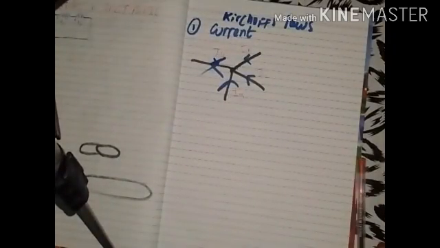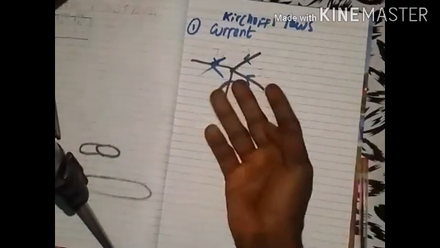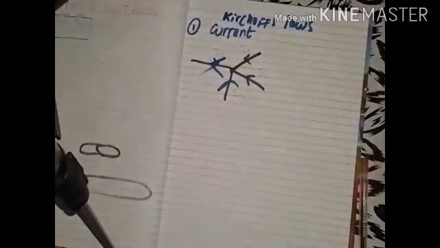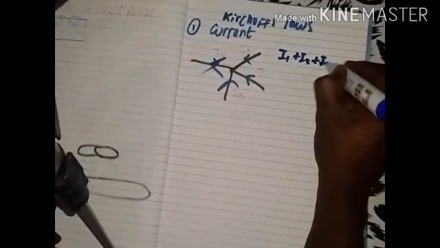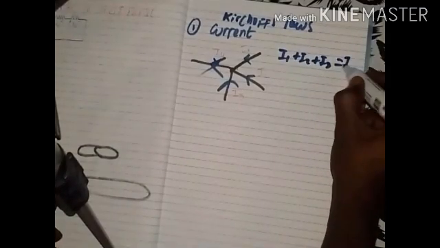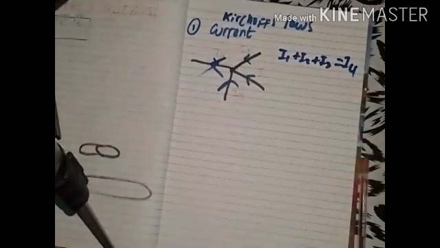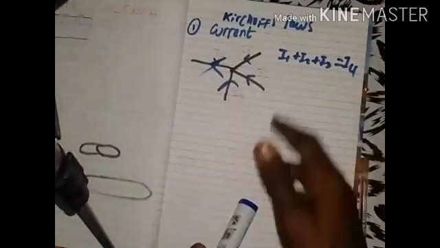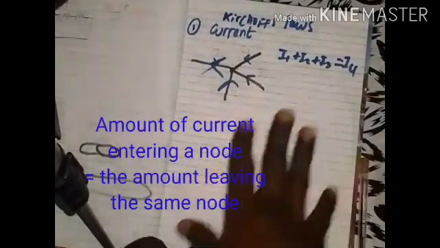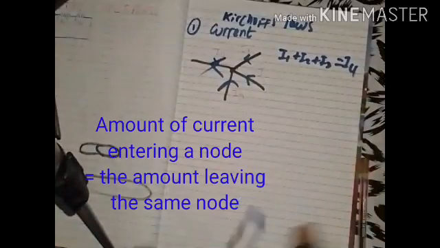Okay? So we name them I1, I2, I3, and I4. Now we need to first identify which current is entering and which current is leaving. See that I1, I2, and I3 are entering, seeing the direction of the arrows. So we can see that I1 plus I2 plus I3 is equal to I4, which is leaving. So this is Kirchhoff current law. In a node, the amount of current entering a node is equal to the amount of current leaving the node.